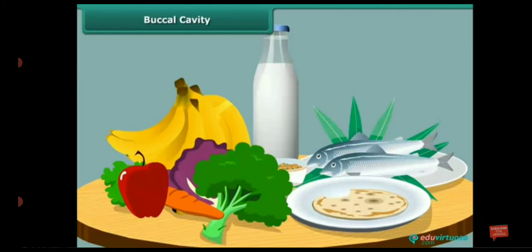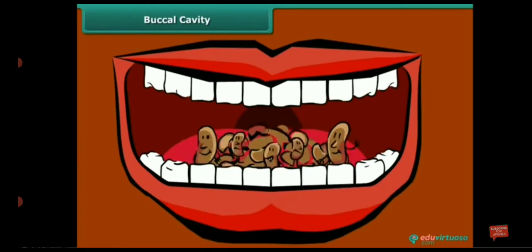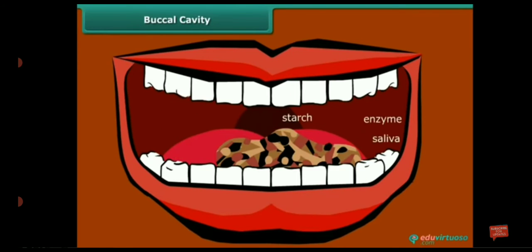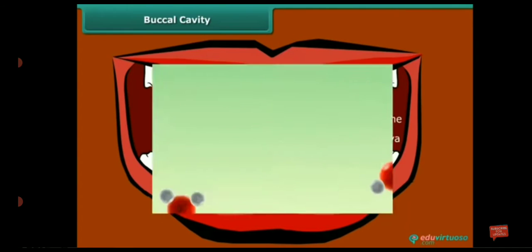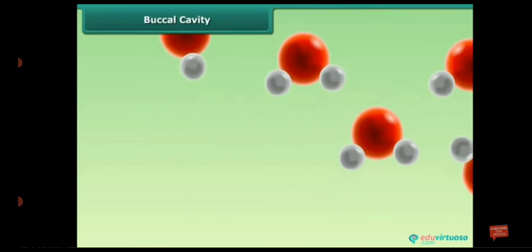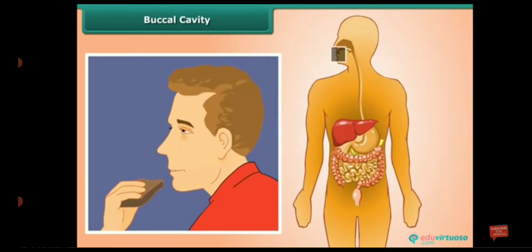Breaking down of food occurs in two ways: mechanical digestion and chemical digestion. Mechanical digestion is the physical breaking down of food when we chew the food with the teeth. Chemical digestion is the chemical breakdown of food into molecules. We can observe that both types of digestion take place in the mouth.